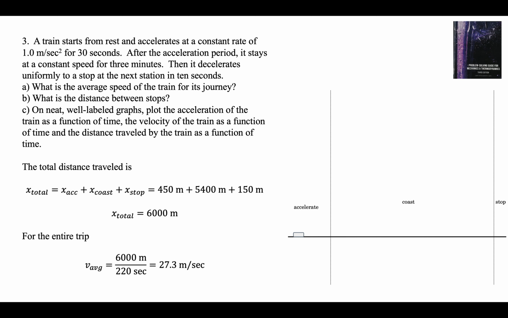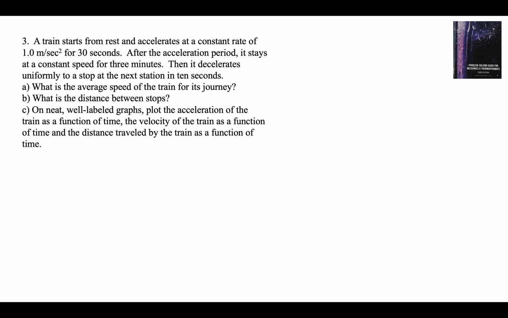Most of the time it's going 30, but there's an acceleration and a deceleration phase in which it's going slower than 30, so we should expect the average speed to be a little bit less than 30. Nice and reasonable. If we got a number bigger than 30, we would know it's wrong. Now we have to do the plots.